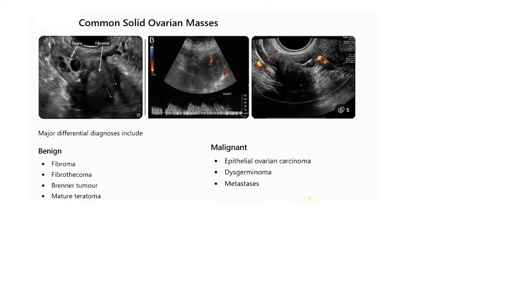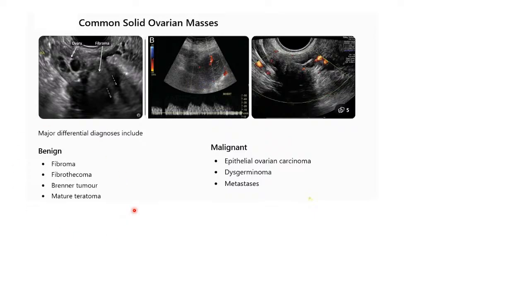So these are the common solid ovarian masses. There's an ovary there. Then you can see there's an ovarian mass there, which is a fibroma. Then another fibroma there. There's another mass there, another mass there. Major differential diagnoses for a pedunculated fibroid include the benign ones: a fibroma, a fibrothecoma, a Brenner tumor, and also mature cystic teratomas. So these are differentials to a pedunculated fibroid.